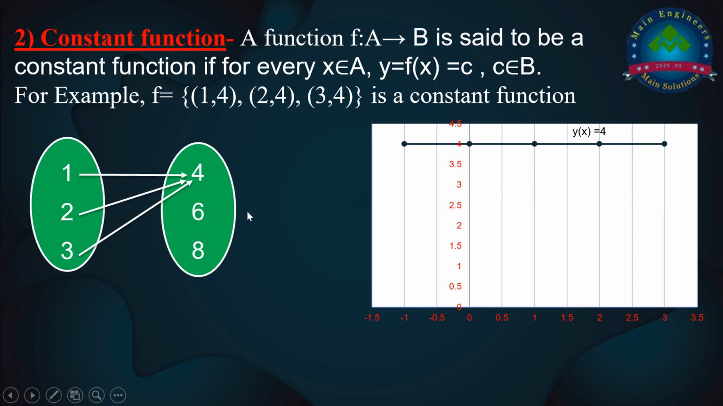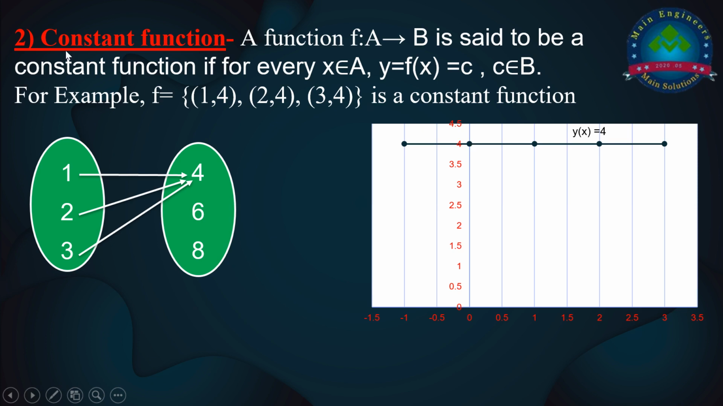Let's draw it in the map. Let's say this is the x-axis, this is the y-axis. If you give value 1, our output is 4, so (1, 4). For 2 it is (2, 4). For 3 it is (3, 4). As you see, it also comes a straight line. So this is also a straight line, but it is a constant function. It will always be a straight line.